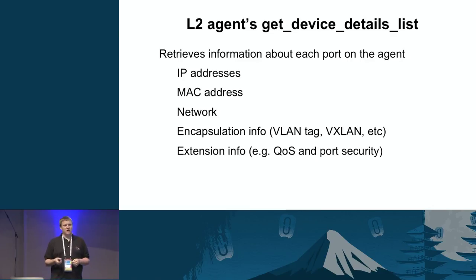So the next one I want to talk about is L2 agent's get device details list. This one is from the L2 agent's perspective. It gets all the information that's necessary to wire it up, connect it to the network. It has all the encapsulation info, so if it's VXLAN, knowing what VXLAN tunnels to set up, or VLAN tags, that kind of stuff. It also has extension info for quality of service, the port security extension to see if it should disable port security, and the network, obviously, so it can put all the ports on the same network if they're from VMs on the same network.